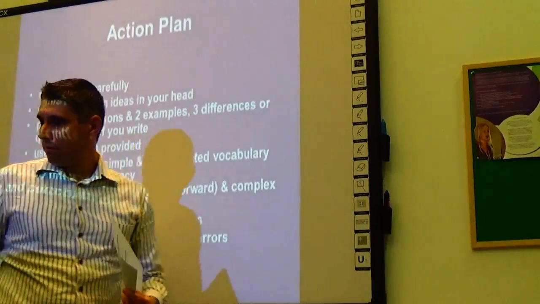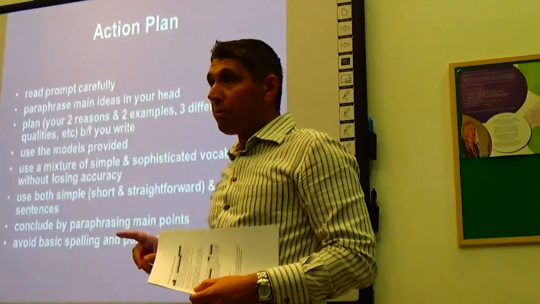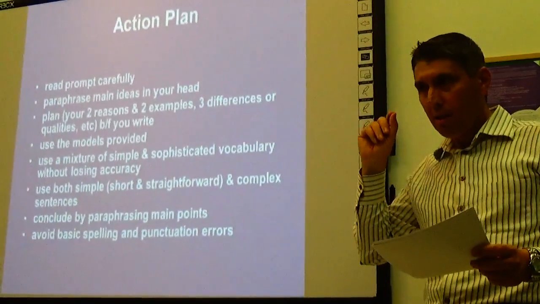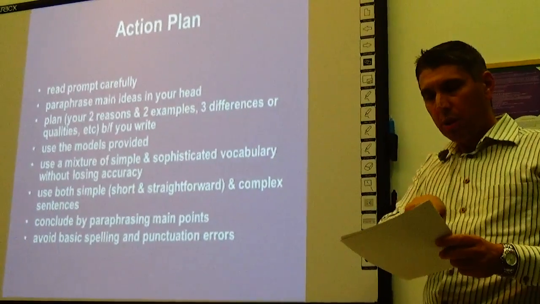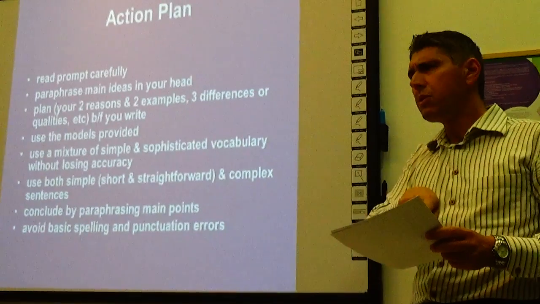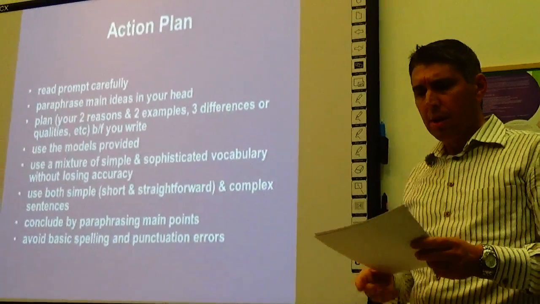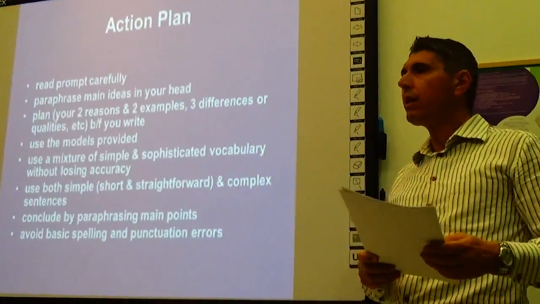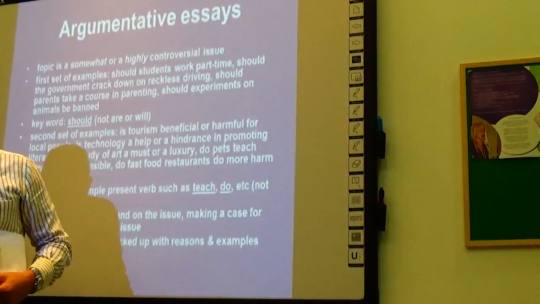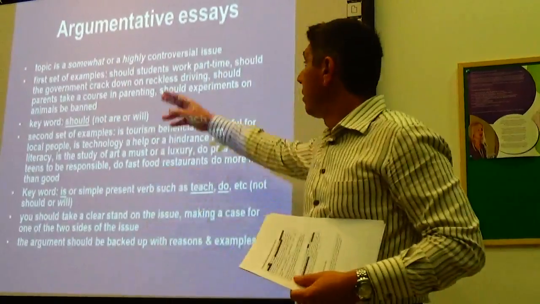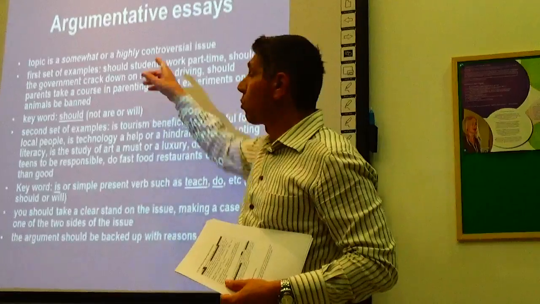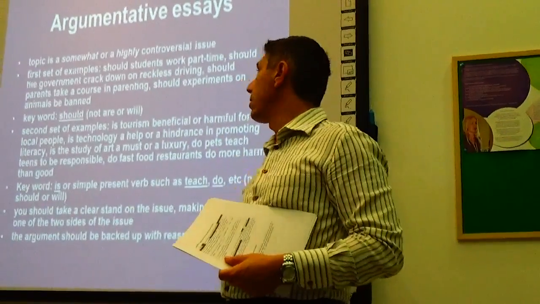Here's the action plan. Point number 2, task number 2 is to paraphrase the main ideas in your head. Why? Because here, where the dots are, you have to provide a paraphrase or sometimes the exact words of the topic. So what is a fairly controversial issue? If we go back to our sample topics, here's what's a highly controversial issue. Whether students should work part-time is a highly controversial issue.